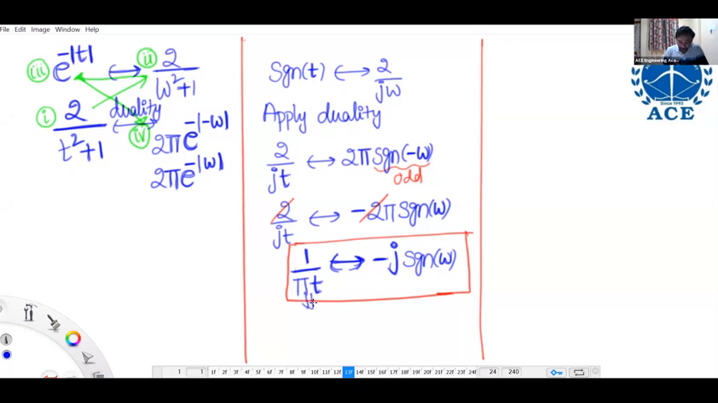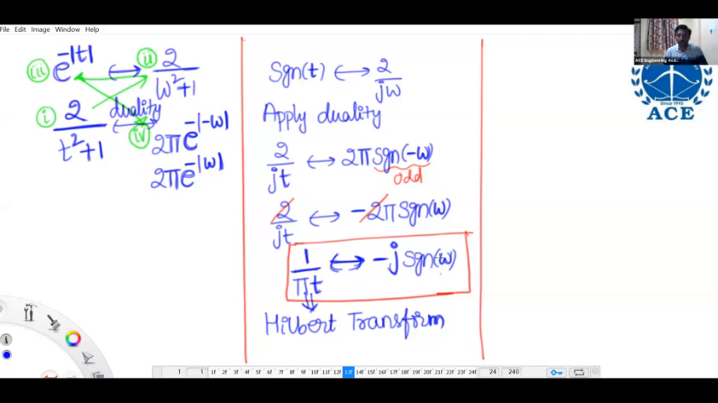This is called as Hilbert transformer. Hilbert transform will provide additional phase angle of plus or minus 90 degrees. Whenever you take 1 by pi t as the system block, automatically what is the phase angle it is creating? Plus or minus 90 degrees.